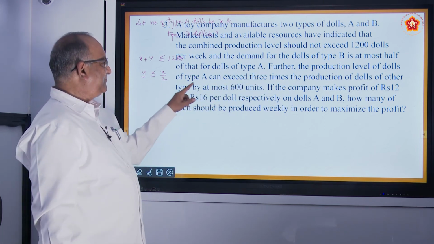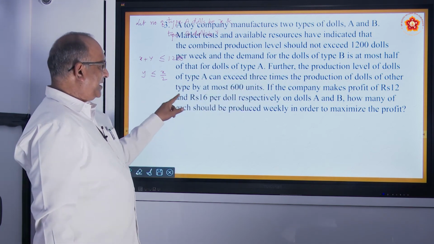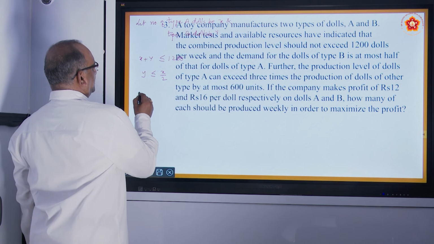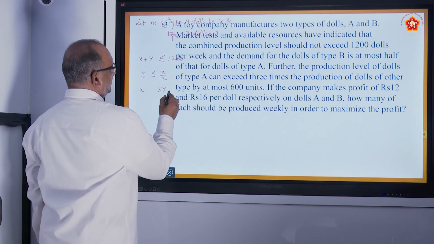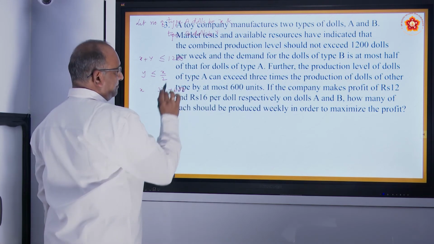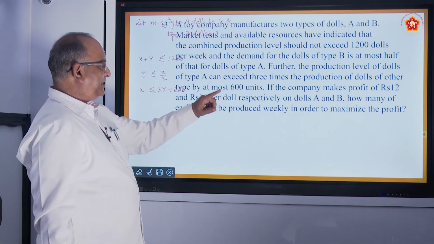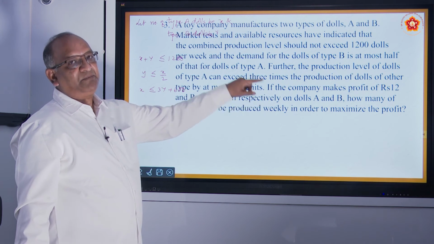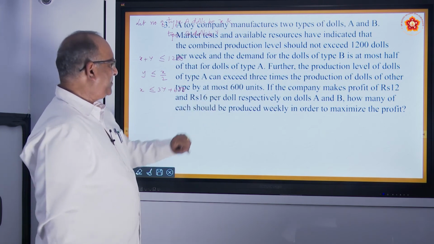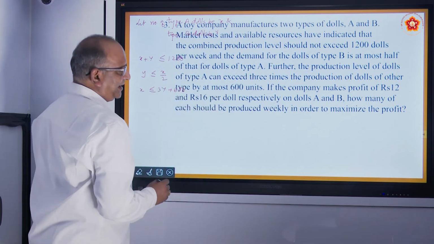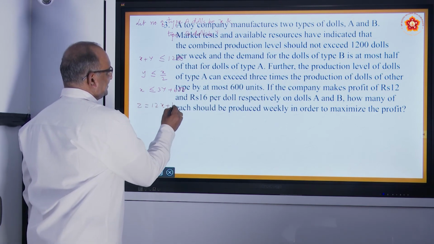Further, the production level of dolls of type A can exceed 3 times the production of dolls of the other type by at most 600 units. So, X is at most 3 times Y plus 600. Maximum this, so it should be less than or equal to this. And then the optimization function is about the profit. He makes a profit of 12 and 16 rupees on A and B type. So, if he is producing X and Y numbers, Z is going to be equal to 12X plus 16Y.